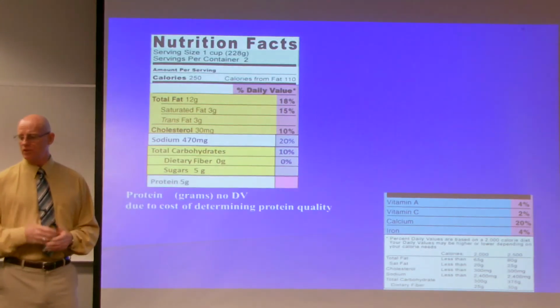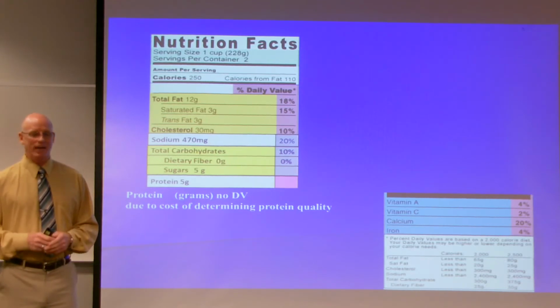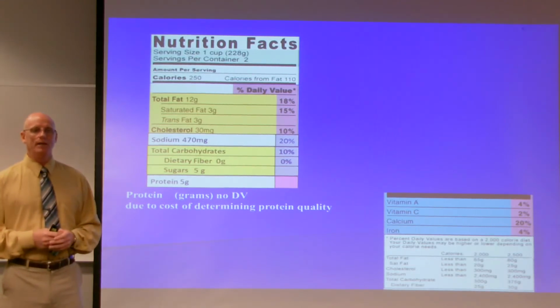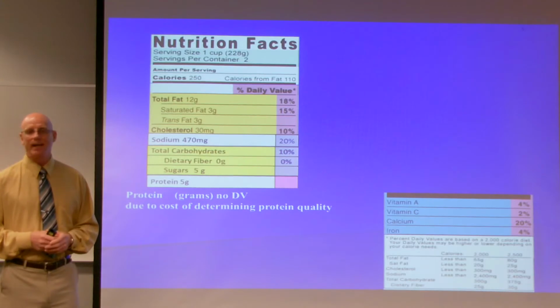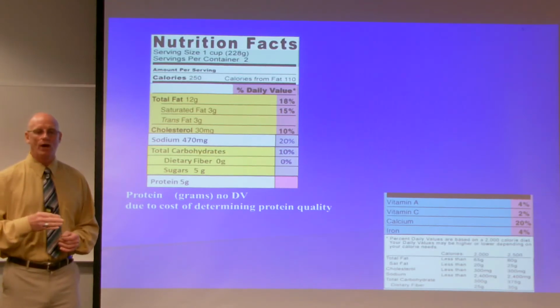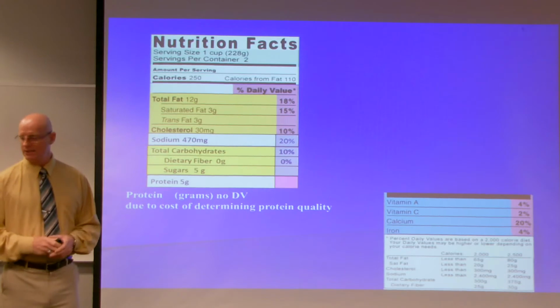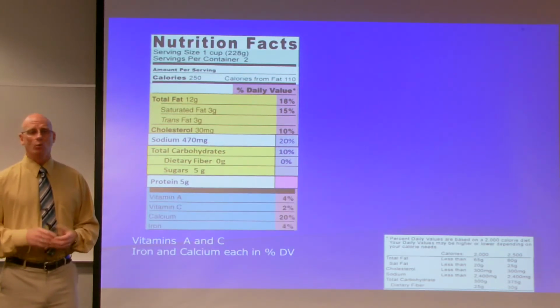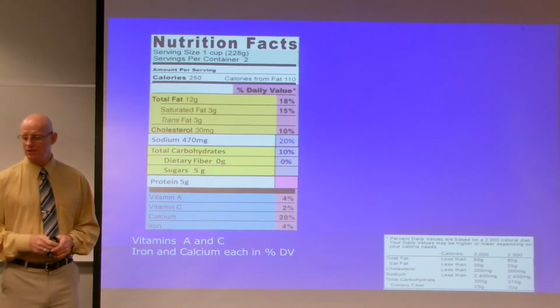Next section is the protein. The protein is in grams. It doesn't give you a percent daily value, and that's because it would cost the food manufacturers to do a protein quality test to find out how good of a protein quality it is. Okay, and the next section is the vitamins, and what is required on these food labels is vitamin A, vitamin C, iron, and calcium, and each one of these are in the percent daily values.